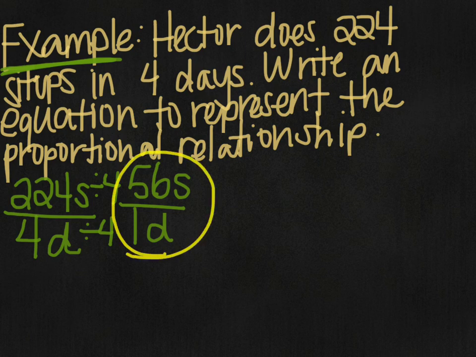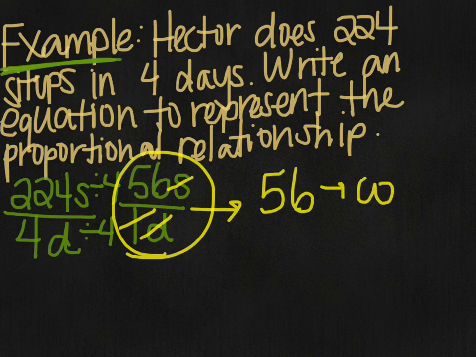56 sit-ups per day. In order to write our equation, we need to change this into a constant of proportionality. And when I do that, I can just get rid of my units, and I can get rid of this 1 on the bottom, and I'm left with 56. That is my constant of proportionality.